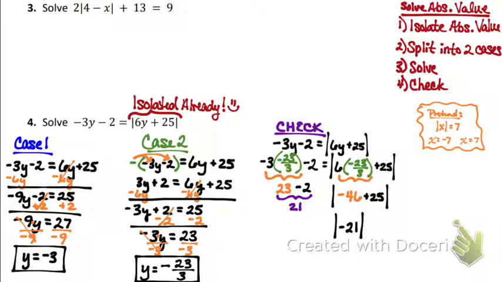21. So I got a 21 on this side. What did I get on the other side when I simplified it? 21. Are those the same? Then it checks. We got the same thing on both sides.